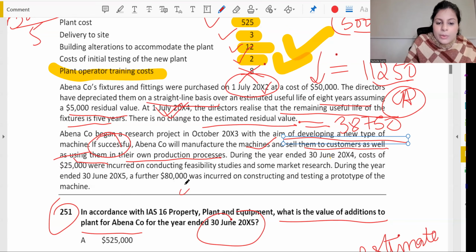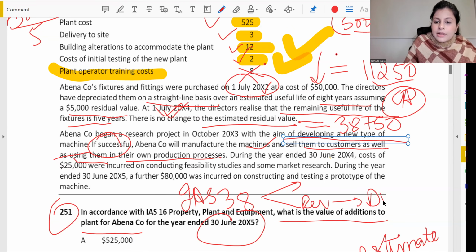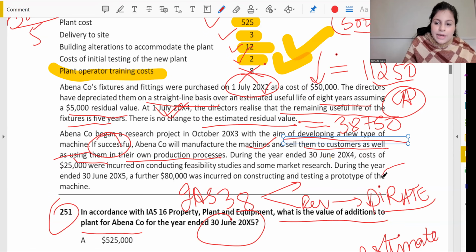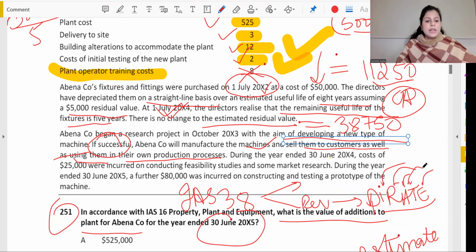So what do we refer to in IAS 38? How do we bifurcate what is development and what is research? PIRATE needs to be met. What is PIRATE? P stands for probable economic benefit in the future. I stands for intention to use or sell that particular thing which we are developing. We have resources, we have the ability, we have technical feasibility, and we can reliably measure it. So over here, what is met? See, they are saying we will start the manufacturing, so we have the ability and the intention.